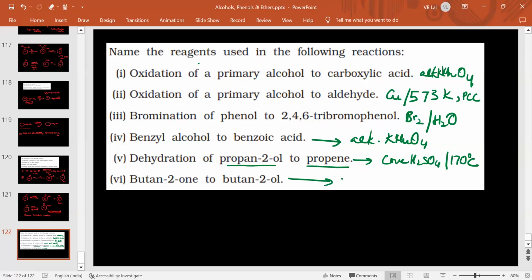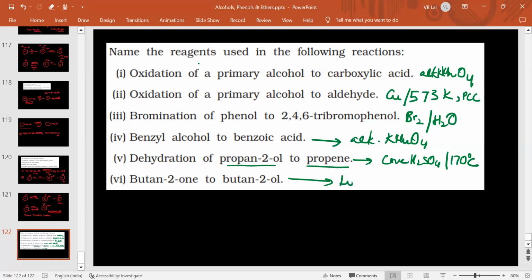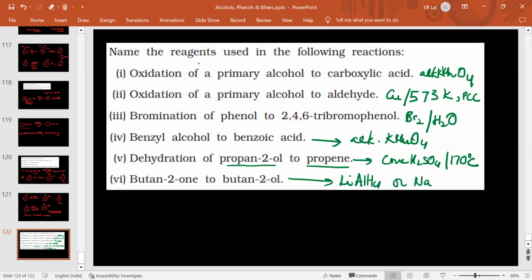Butanone to 2-butanol. Ma'am, reducing agent, ma'am. Reducing agent. Which one, lithium aluminum hydride or sodium borohydride, ma'am. Very good. Lithium aluminum hydride or NaBH4.